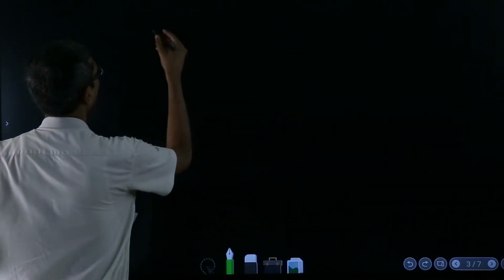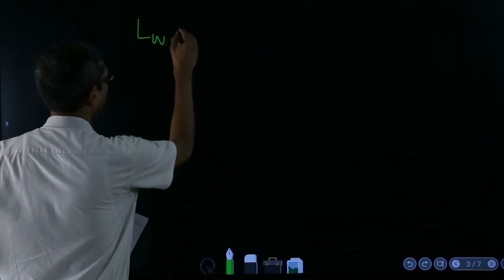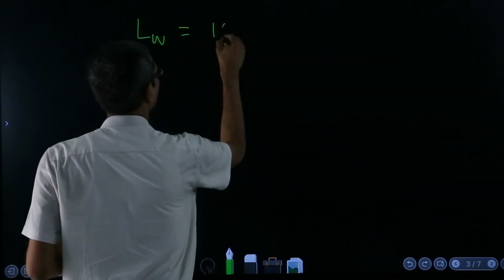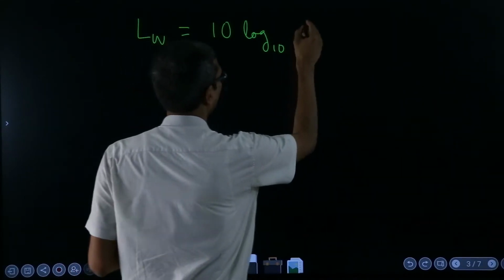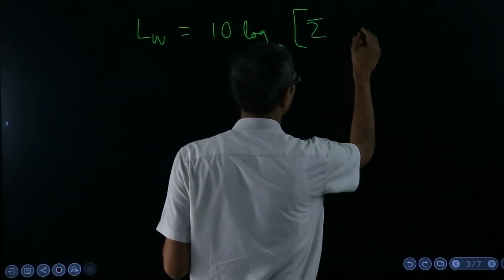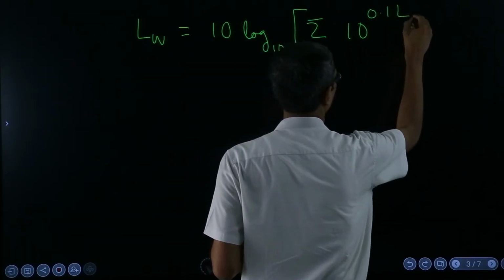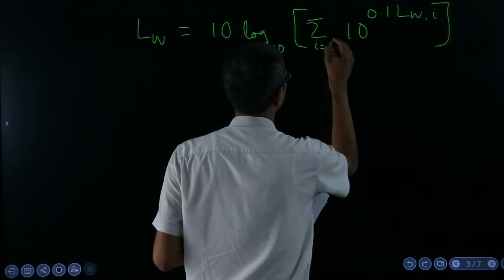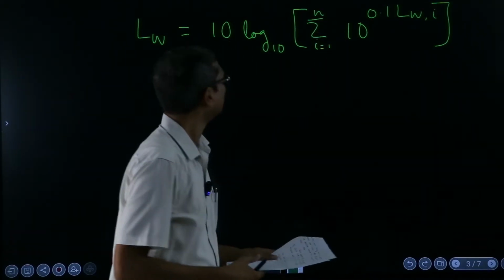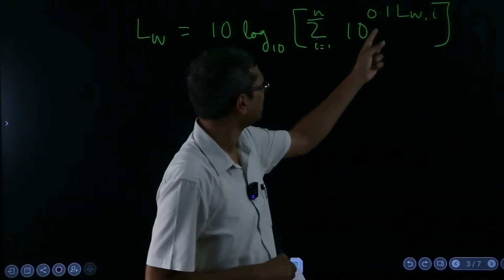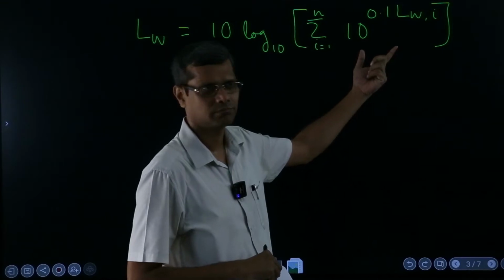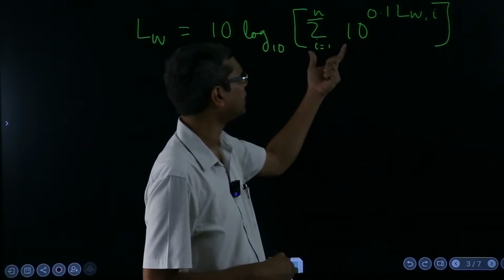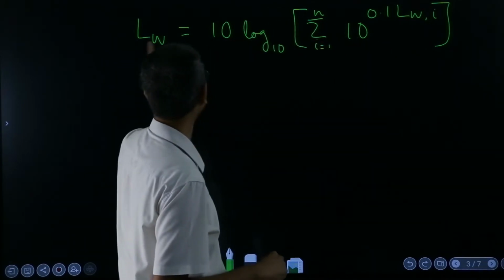the formula for adding say sound power level is 10 log to base 10 of summation 10 raised to 0.1 LWi for all i's. Basically this term does nothing but calculate the energy. For the ith source LW, it is calculating the energy. Then you are summing up all the energies from all the n sources and then doing again the same thing.